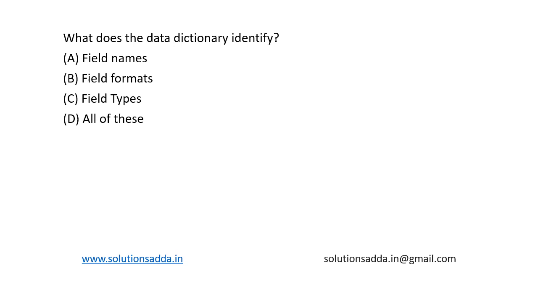So typically a data dictionary contains the names and descriptions of various tables and their contents like field names, field formats, field types, etc. So based on the options, option A, field names, it's correct. Option B, field format, it is also correct. Option C, field type, this is also correct. So all of these are correct. So option D, all of this, is the correct answer.